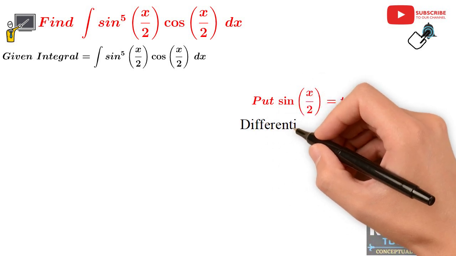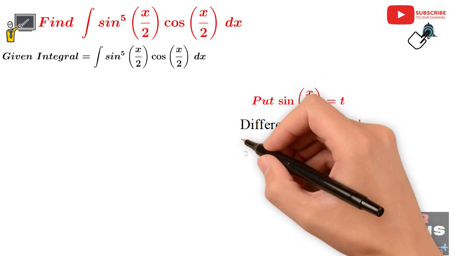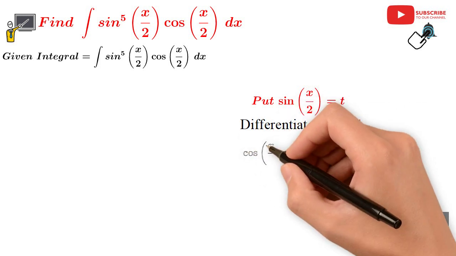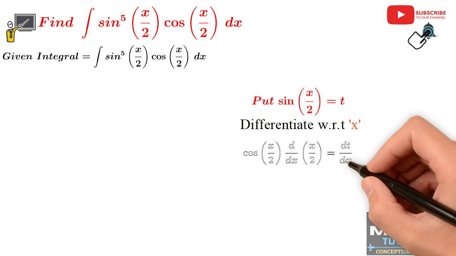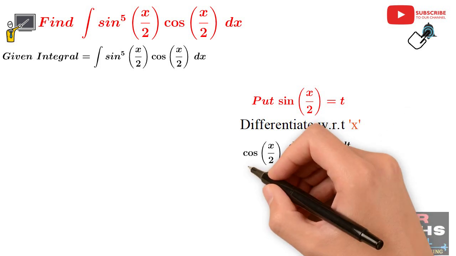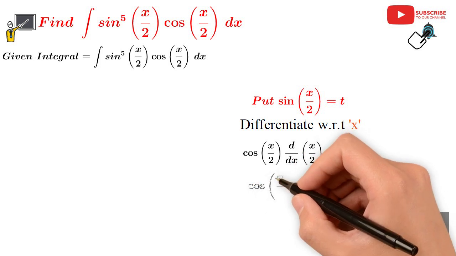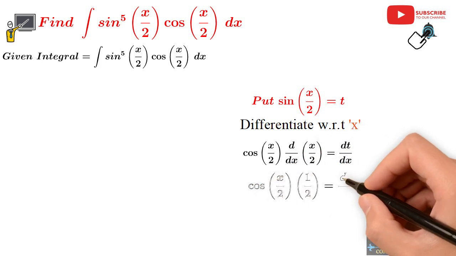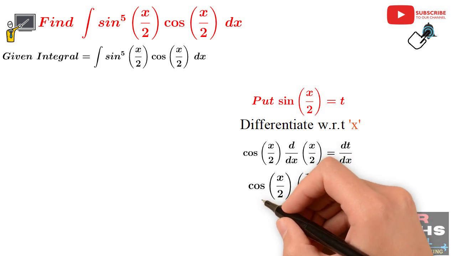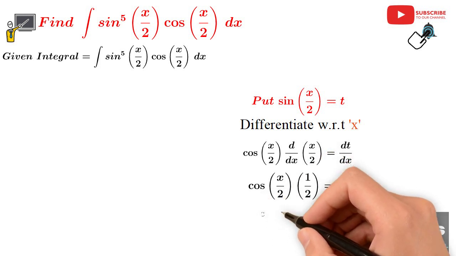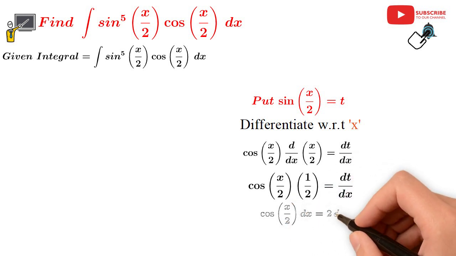Differentiate this one with respect to x. Then, the derivative of sin x by 2 is cos x by 2 into derivative of x by 2, is equal to derivative of t, which is dt by dx. That means cos x by 2 into 1 by 2 is equal to dt by dx. If we cross multiply this one, then what we will get? See here, cos x by 2 into dx is equal to 2 dt.